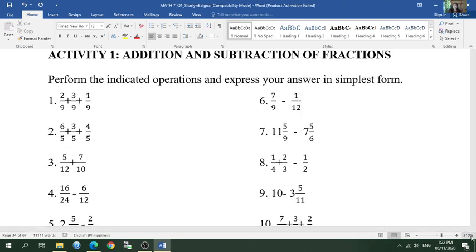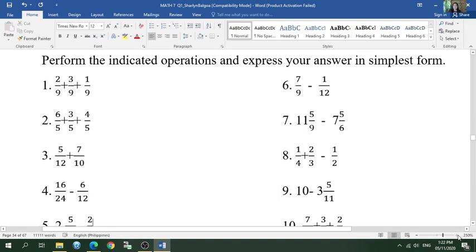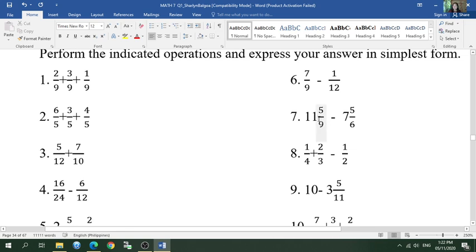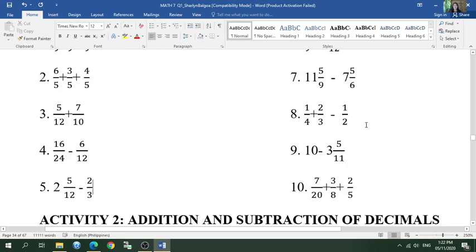Next is number 6. Okay, sa number 6 naman, paano naman siya? Okay, you subtract between 7 over 9 and 1 over 12. Ano yung kanyang LCD? Okay, skip counting. Number 7 and number 8, you subtract, but please, you're going to change first this into an improper fraction before subtracting. Okay, next, how about in number 8?